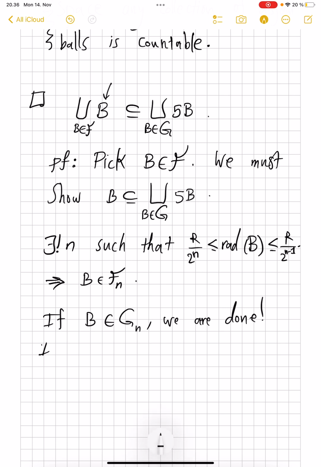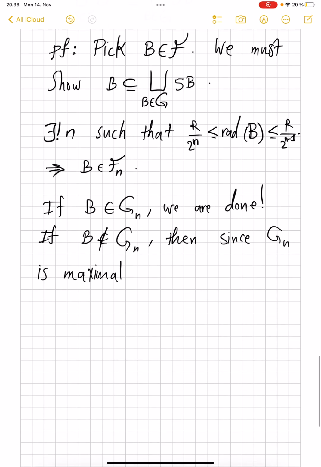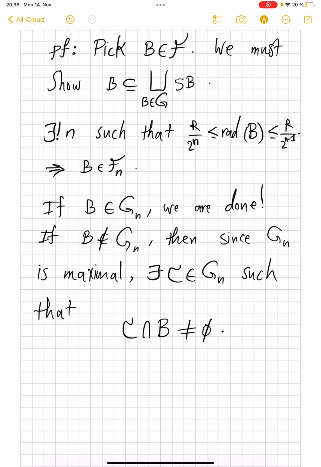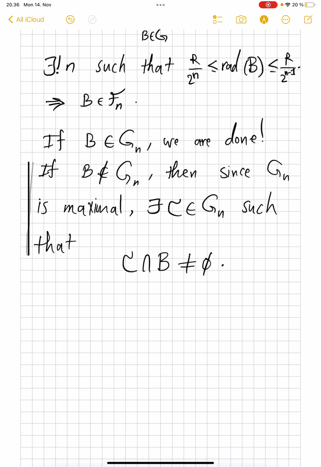So the remaining case is, if B is not in G_n, then since G_n is maximal, the best we could try, we picked as many as we could without running into intersections, and B was not chosen. That means there exists some C in G_n such that C intersection with B is not empty. Otherwise, we could just toss this B into the collection G_n. That would still be a collection of disjoint balls, and it would be bigger than G_n, which contradicts the maximality in the choice of G_n. So that contradiction shows that if B was not chosen in G_n, that's because some other ball from G_n must have intersected it.